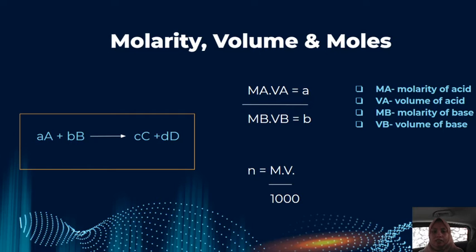Okay, these are the formulas for molarity, volume, and moles. We can manipulate the above formula, MAVA equals MBVB, to find the molarity or volume of an acid or a base. The a and b are the coefficients of the acid and the base, and the formula below is for moles. But remember, if the volume is already in liters, do not include the thousand.